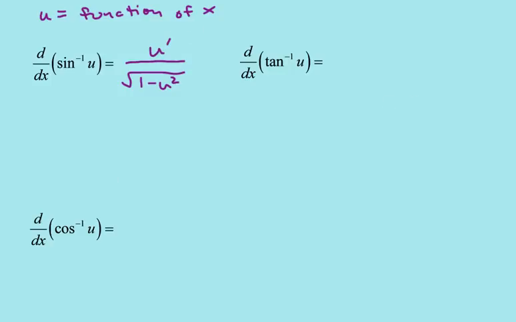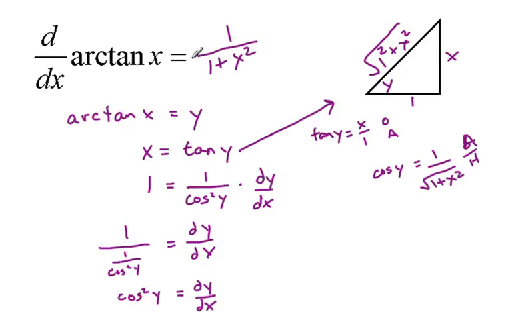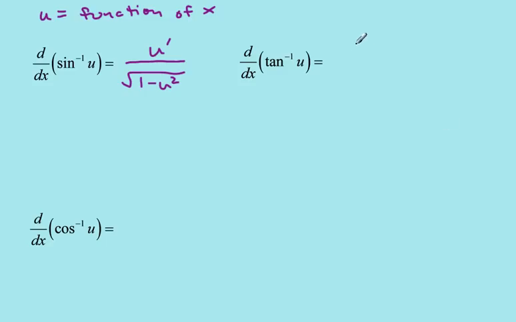For tangent, you'll recall that our derivative was 1 over 1 plus x squared. If it's in terms of u, it's going to be u prime over 1 plus u squared. And then lastly, you're probably wondering about inverse cosine. You will not have to memorize this, but occasionally it might show up.